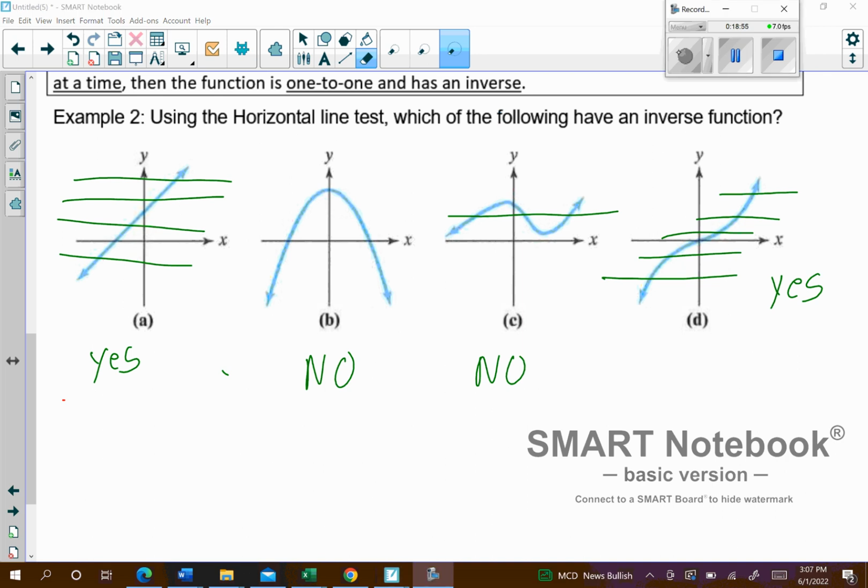All right, so that's a good start. And then on the next video, we're going to give you an equation and we're going to come up with the inverse function.